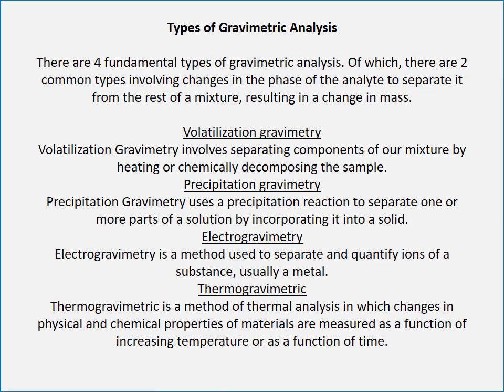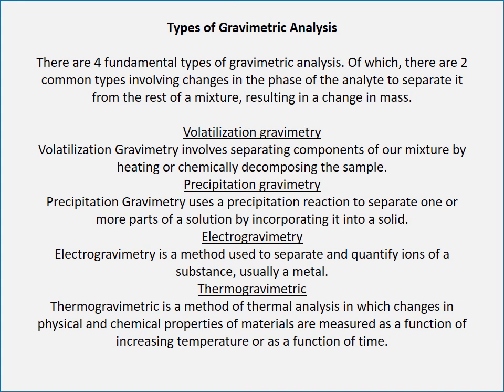Types of gravimetric analysis. There are four fundamental types of gravimetric analysis, of which two common types involve changes in the phase of the analyte to separate it from the rest of a mixture, resulting in a change of mass. First we have volatilization gravimetry. Volatilization involves separating components of our mixture by heating or chemically decomposing the sample. Next, the most common one is precipitation gravimetry. Precipitation gravimetry uses a precipitation reaction to separate one or more parts of the solution by incorporating it into a solid.